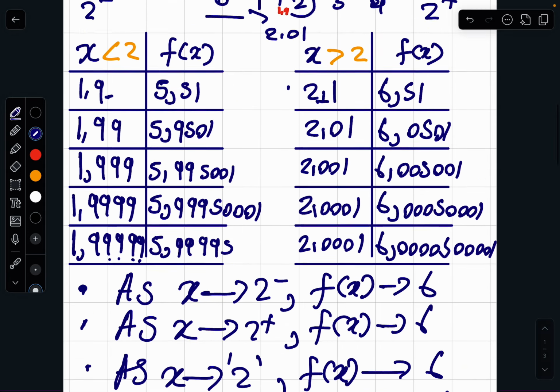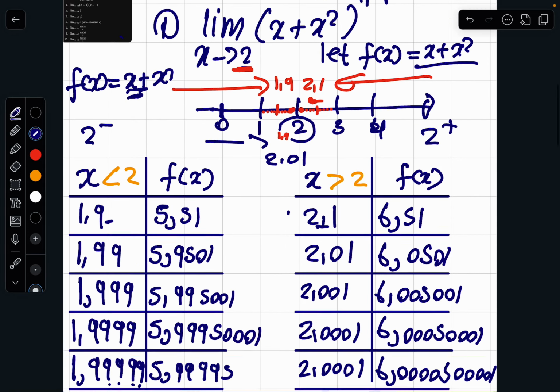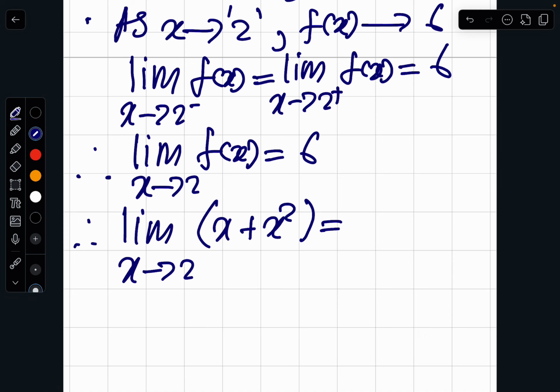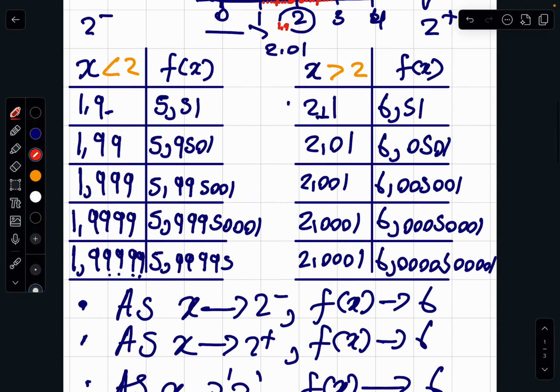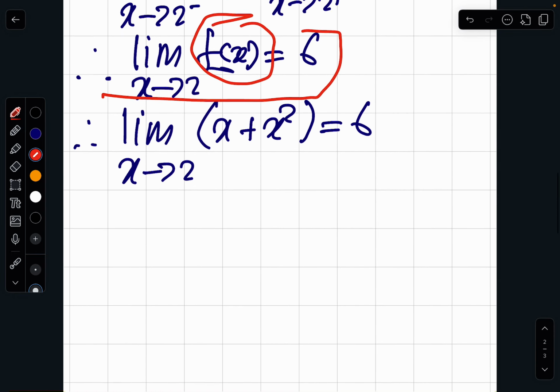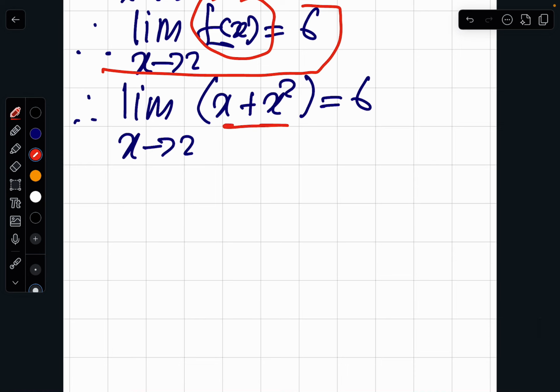What is your f of x? Your f of x, you let it be x plus x squared. Therefore you're going to say the limit as x approaches 2 of x plus x squared equals 6. Don't just leave it like this. Substitute back your f of x. You have let f equal x plus x squared, then when you are done solving, replace it. Don't forget to replace it. Therefore you are done.